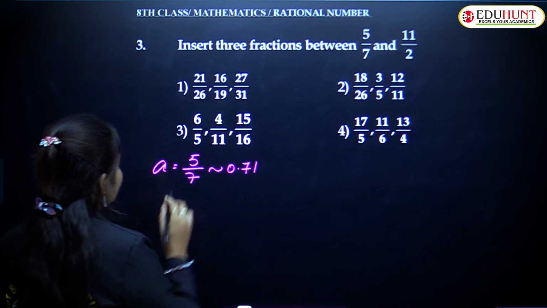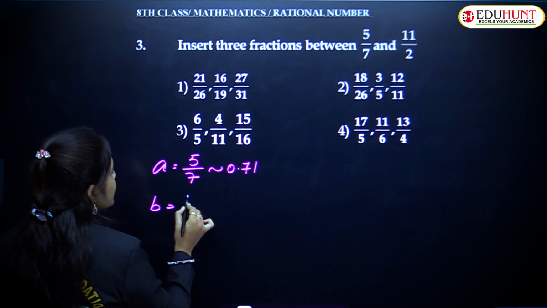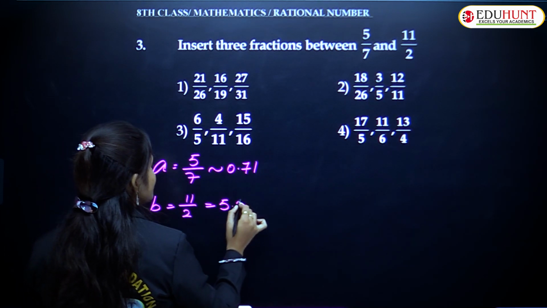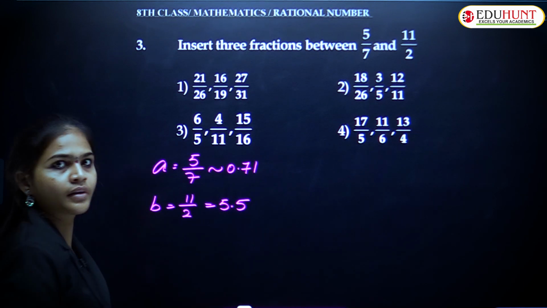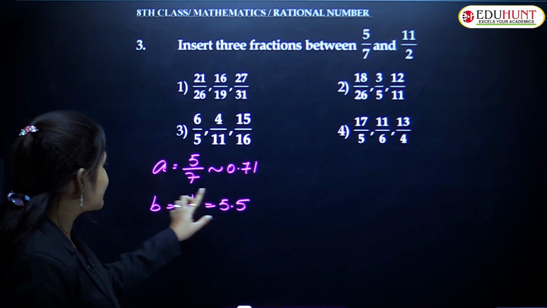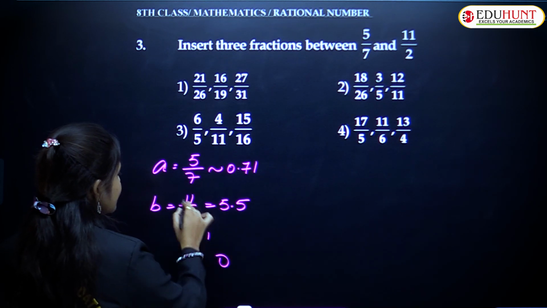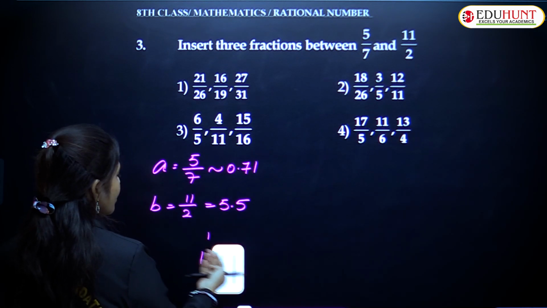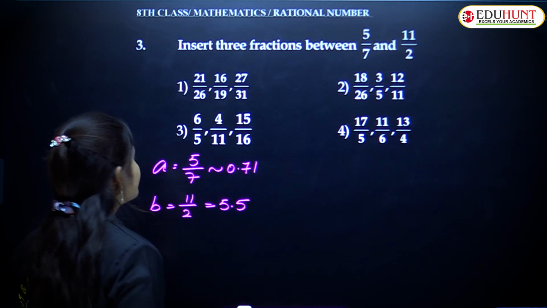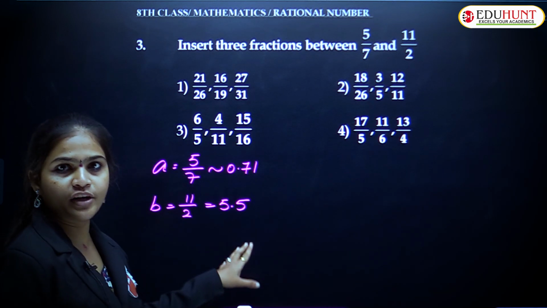0.71. Next, 11 by 2. So B is equal to 11 by 2. The exact value of 11 by 2 is 5.5. 2 5s are 10, and here 0 1, 2 5s are 10 plus 1 is 11. So we will get 11.0. So that one is only 11 by 2. Am I clear, children? So see here, this value is 5.5.